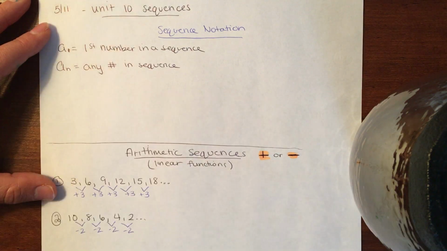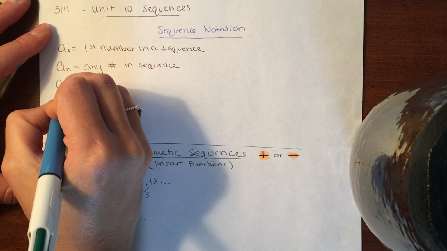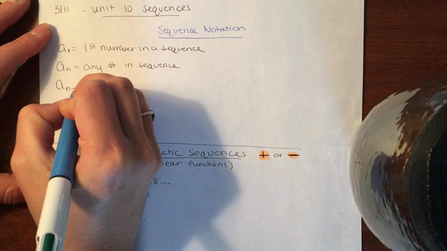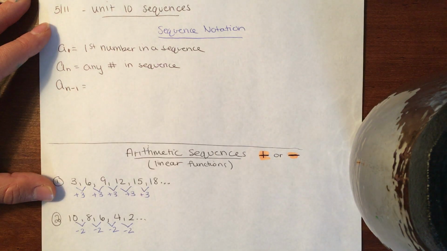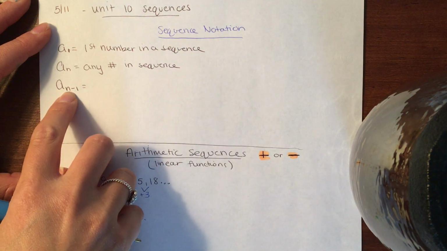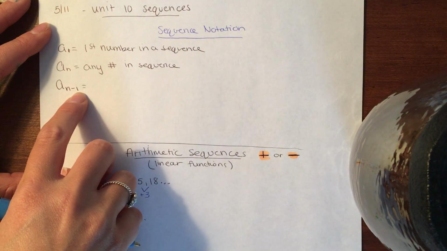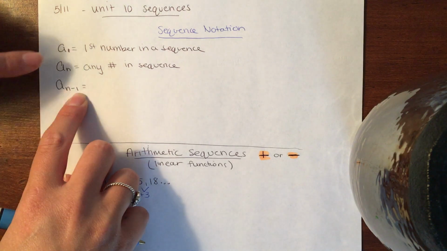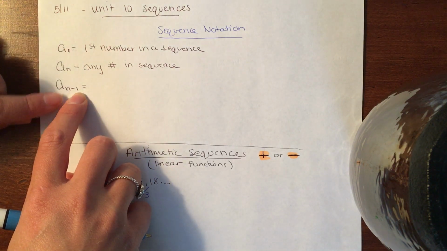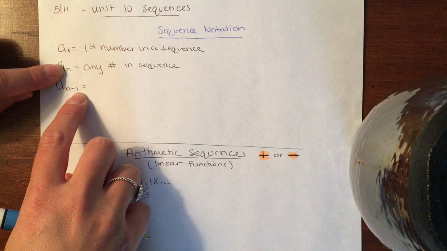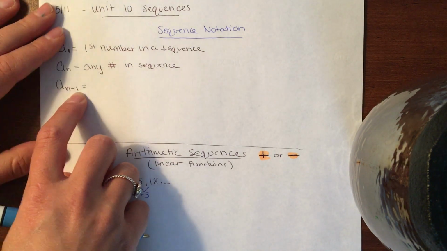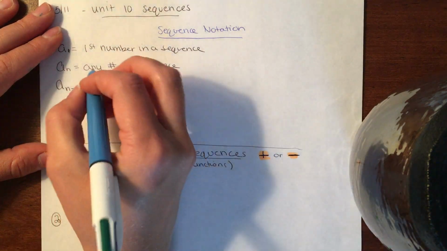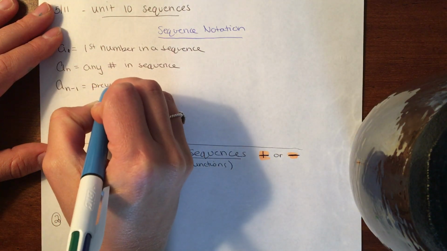Okay, moving along. This one's a little bit more complicated, but it should still make sense to you. A sub n minus 1. The way we say that is A sub, meaning I'm going down, sub n minus 1. If you compare it to A sub n, and I just say it's n minus 1, it's the number before n. So what that means is the previous number in a sequence. So it's the number before or the previous number.